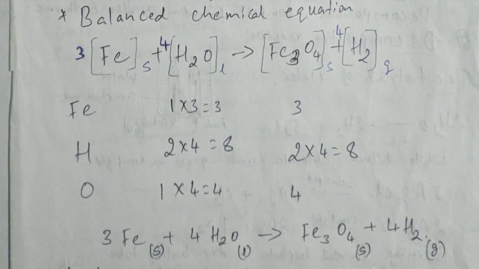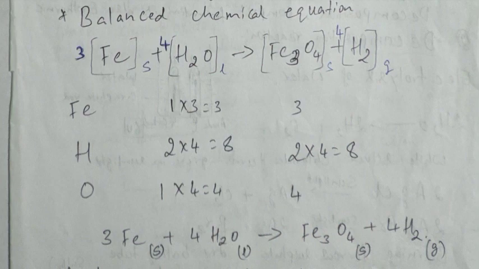After that I wrote that in blue ink, that is the balanced chemical equation. I will write that after the balancing of the chemical equation. So how can we balance it? It's very simple. In the LHS, in the reactants, we have Fe, hydrogen and oxygen.